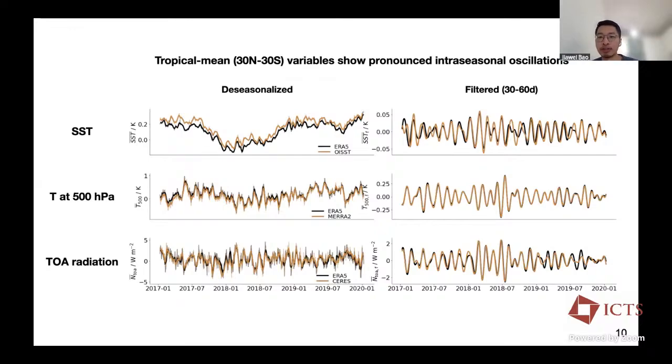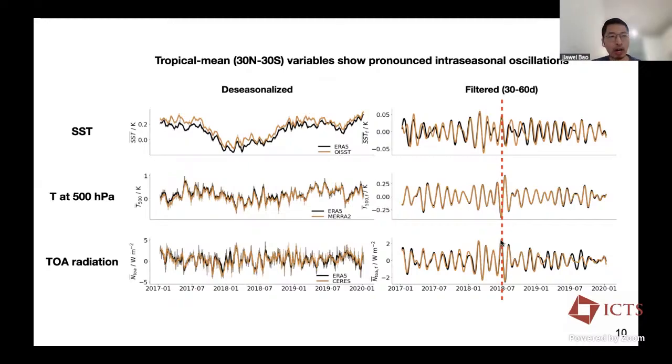In the three figures on the right, we filter the data over the 30 to 60 day time scale. And what we get is a much clearer signal of these intra-seasonal oscillations. If you look very closely at the phase relationships across these three variables, you will see they're closely related. When SST is in its positive phase of the oscillation, the atmospheric temperature is in its negative phase, while the top of atmosphere radiation is in its positive phase. So that means these variables are clearly related, and there's some process behind it causing them to covary.